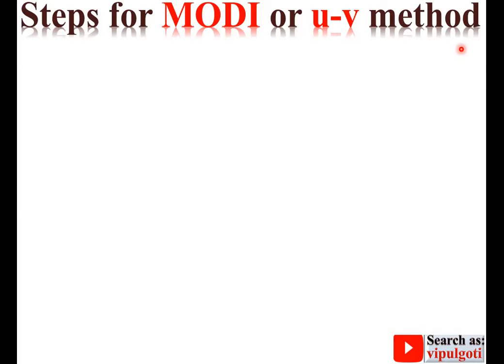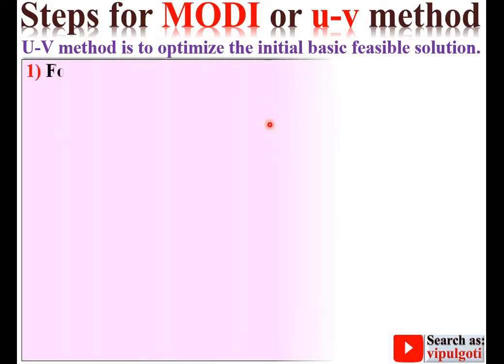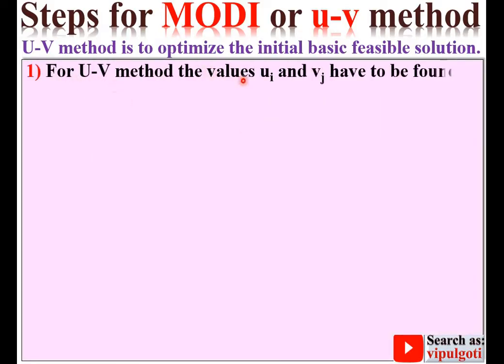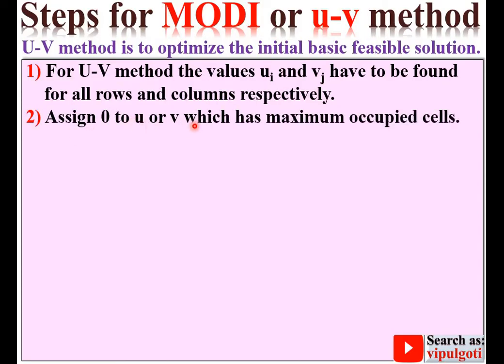The very important point is the steps that we have to follow for the MODI method, sometimes known as the UV method. The UV method is used to optimize the initial basic feasible solution. So if you have an IBFS, then you can optimize it by means of the MODI method or UV method. First, the values Ui and Vj have to be found for all rows and columns respectively. That means you have to find Ui for all rows and Vj for all columns. Next, assign 0 to the U or V which has the maximum occupied cells.